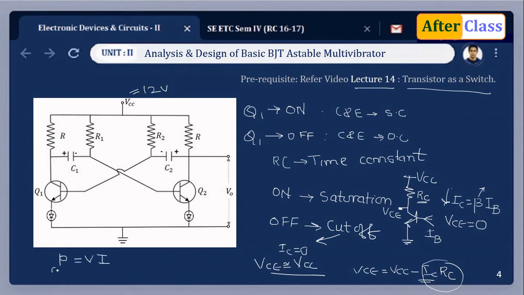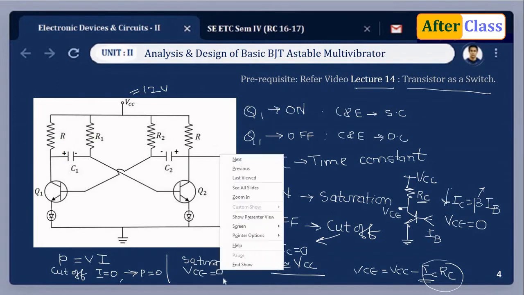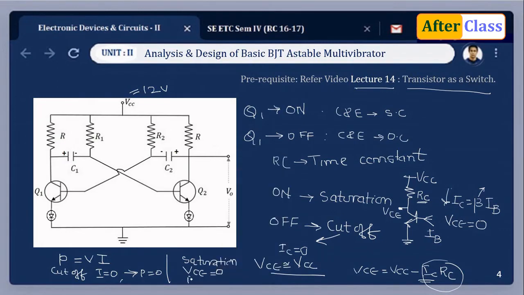So we can check two conditions, for cutoff. In cutoff condition, the current I is 0, so the power will be 0. And in case of saturation condition, as we have discussed, output voltage VCE equals 0, so again the power reduces to 0. So when the transistor is shifting from one state to another state, the power dissipation ideally has to be 0. It should not consume any power for the switching operation.